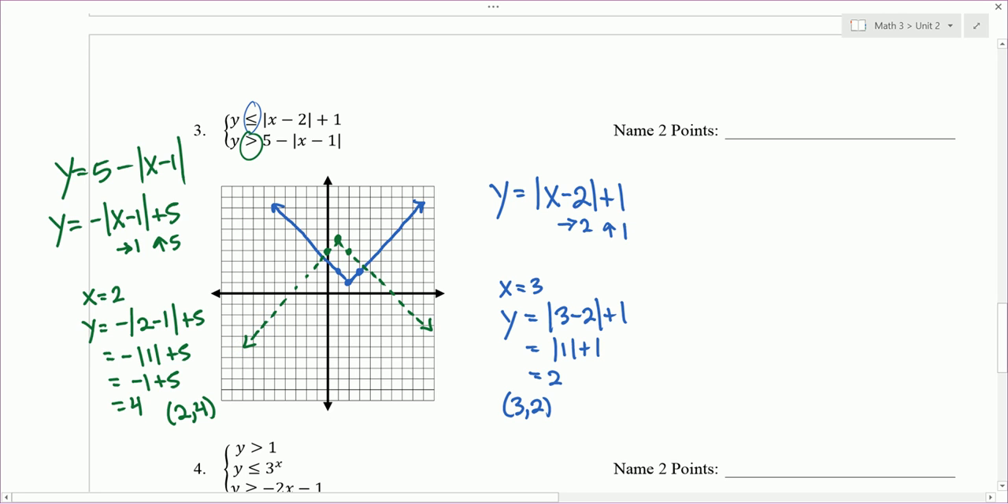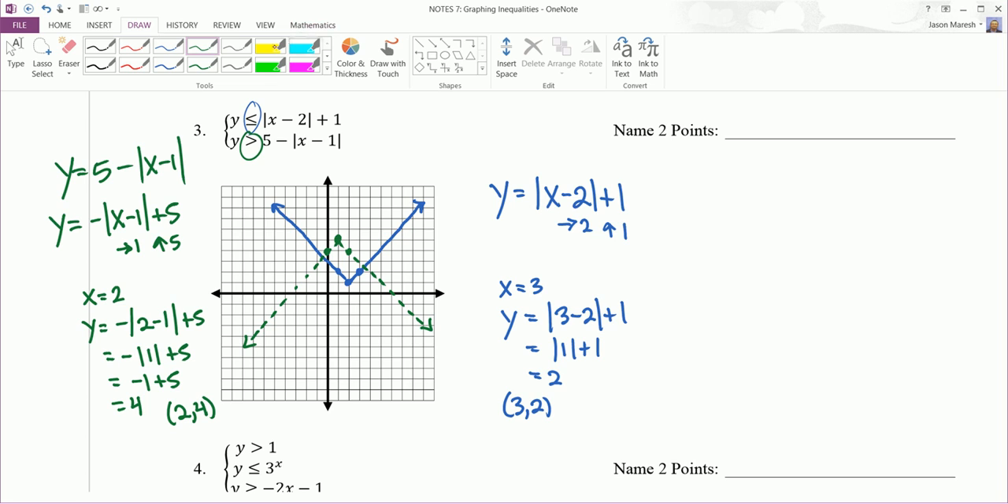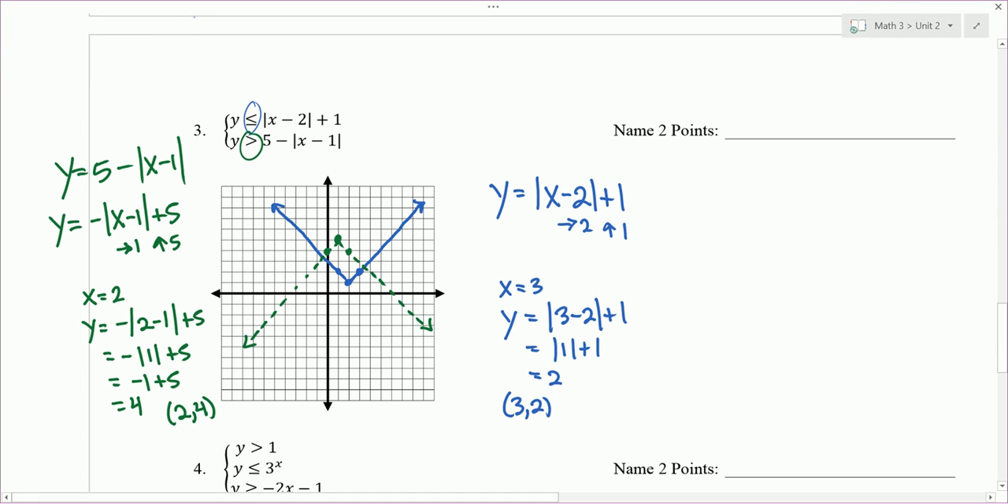Okay, we kind of ignored the shading, but we can't forget about it now. The blue graph, the first one we did, should we shade above or below? Hopefully you're saying below. Okay, because it's a less than sign. And the green, shade above, because it's greater than. So we want above the green, below the blue. Pause this video right now and decide where that shading is, and go ahead and commit to that spot.